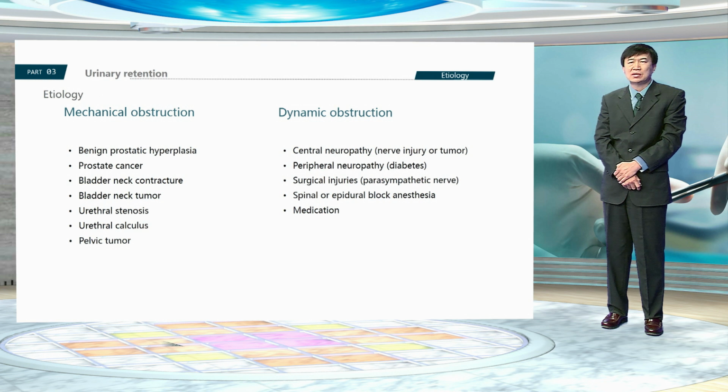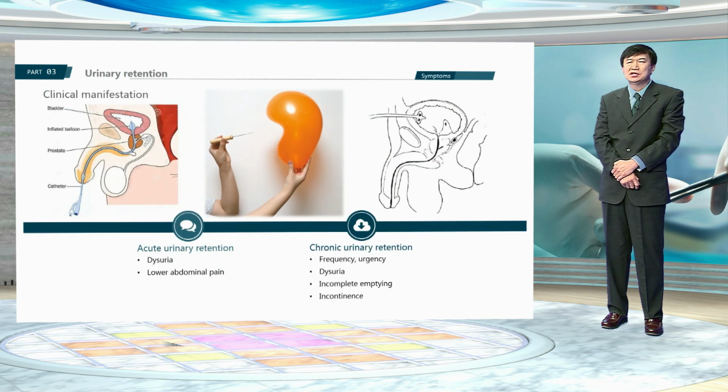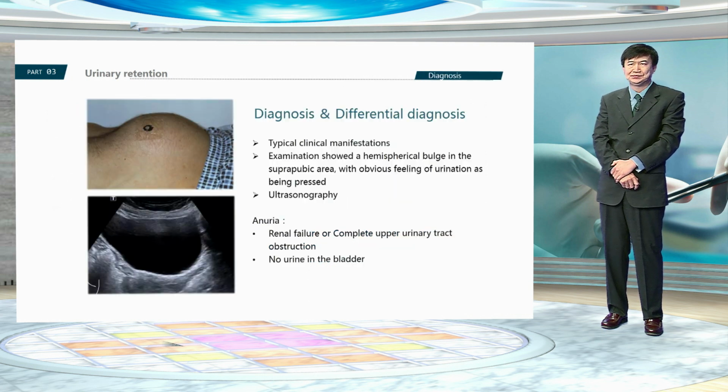The reasons for mechanical obstruction include benign prostatic hyperplasia, prostate cancer, bladder-neck contracture, bladder-neck tumor, urethral stenosis, urethral calculus, and pelvic tumors. The causes of dynamic obstruction comprise central neuropathy, peripheral neuropathy, surgical injury of parasympathetic nerve, spinal or epidural block anesthesia, and medicines. The patients with acute urinary retention can have dysuria and lower abdominal pain. The patient with chronic urinary retention can have frequency, urgency, dysuria, incomplete emptying, and incontinence.